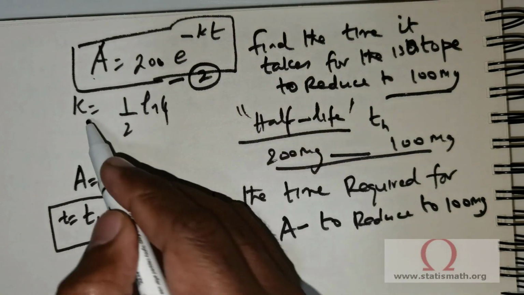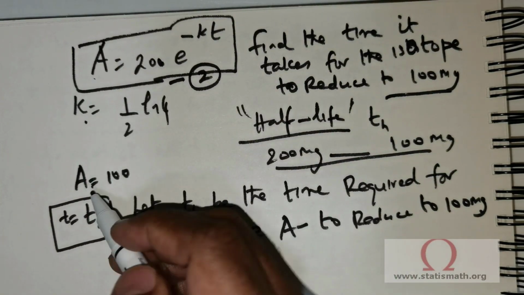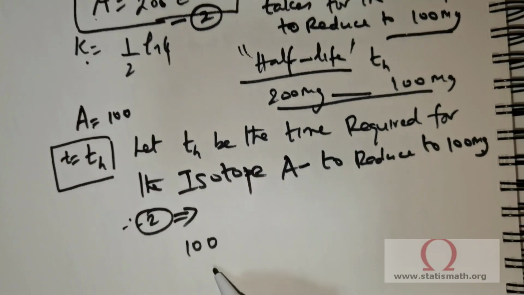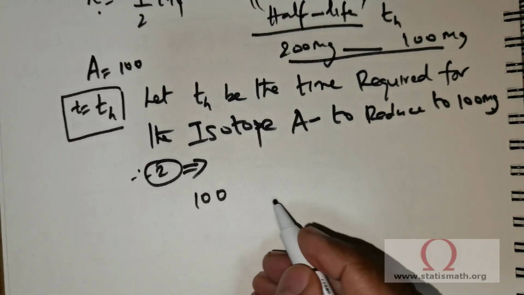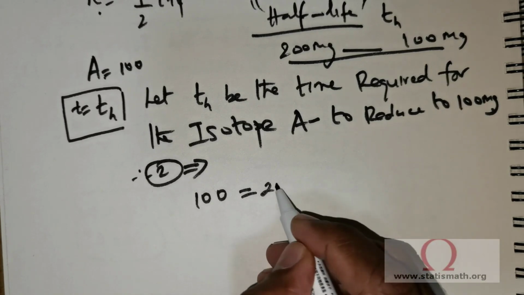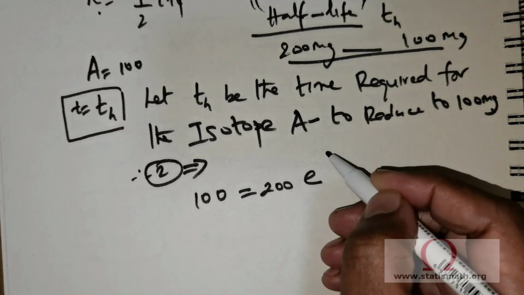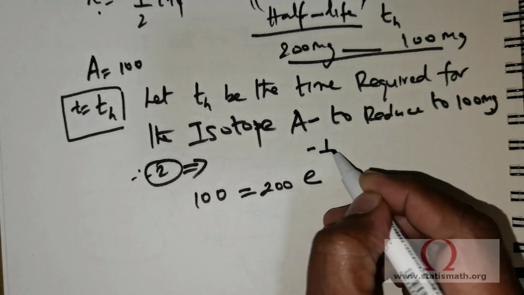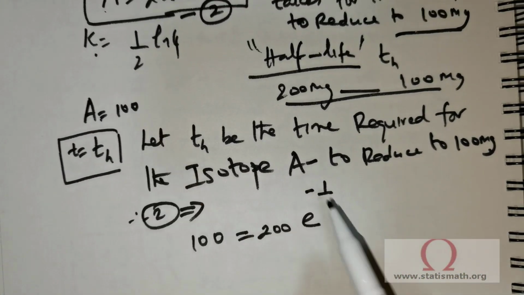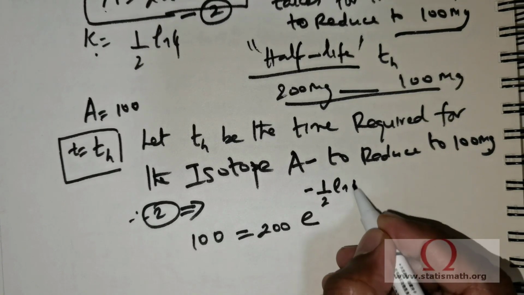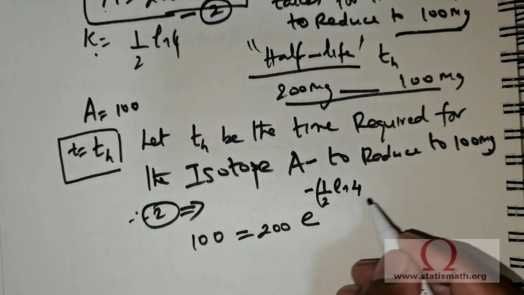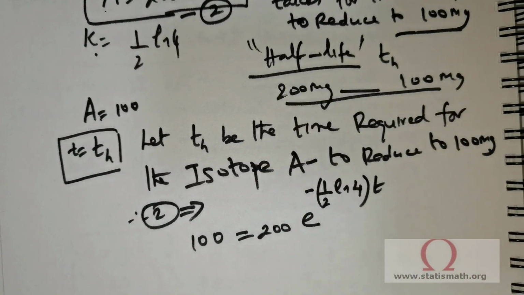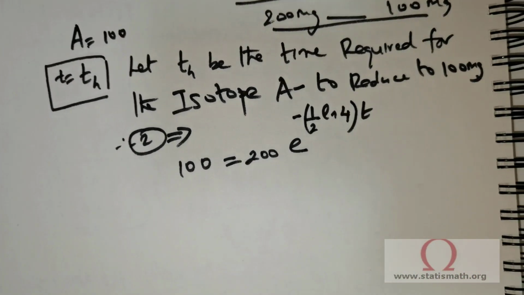So I'm going to use the value of K in this, the value of A in this. So I'm going to use all these values and rewrite that. So 2 is now going to be rewritten as 100 is equal to 200 times e raised to the power. Now in place of K, I would be substituting the value of K, which is 1 over 2 times ln 4. Okay, this is what I'm going to substitute, times T. So I've got something like this.